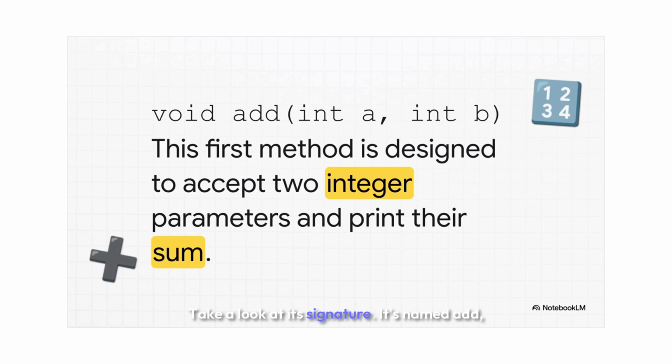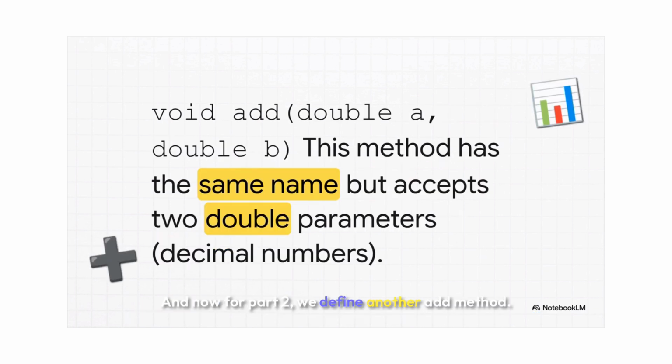Now, inside our calculator, we're going to define our very first add method. Take a look at its signature. It's named add, of course, and it's specifically built to take two integer parameters, a and b. Its only job is to add those two together and then print out a message telling us it's the sum of integers. And now for part two. We define another add method. Yep, it has the exact same name, but, and this is the key, look closely at the parameters. This version is designed to accept two double values, numbers with decimal points. It does the same addition, but this time it prints a different message saying it's the sum of doubles.